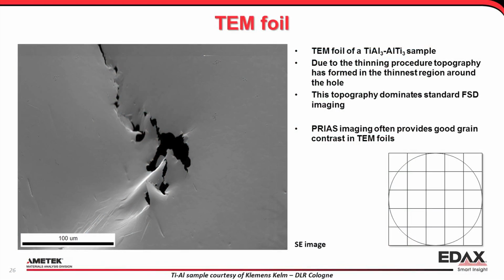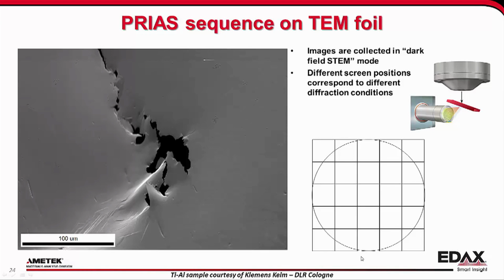Now there's a last pretty picture that I have here, a TEM foil. This is not with a FIB. This is made by milling, and there's your normal SEM image. And I just want to introduce the PRIAS imaging. That's another imaging mode we have in the software that uses the EBSD detector as an imaging tool, where you can subdivide the phosphor screen in 25 blocks, and you can use each block as an imaging detector.